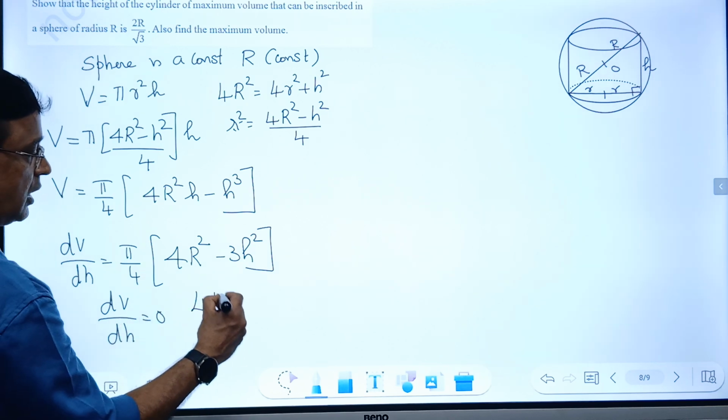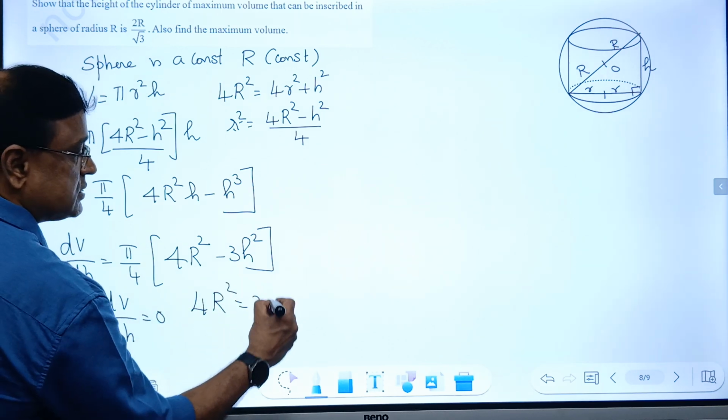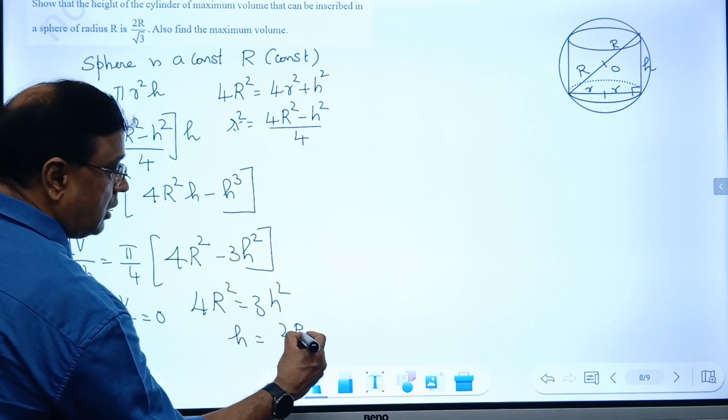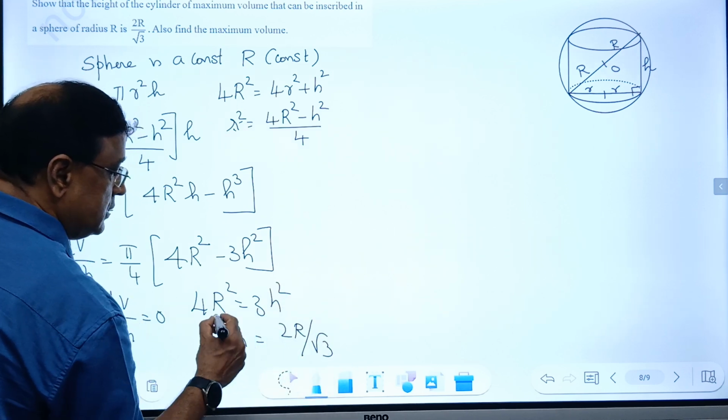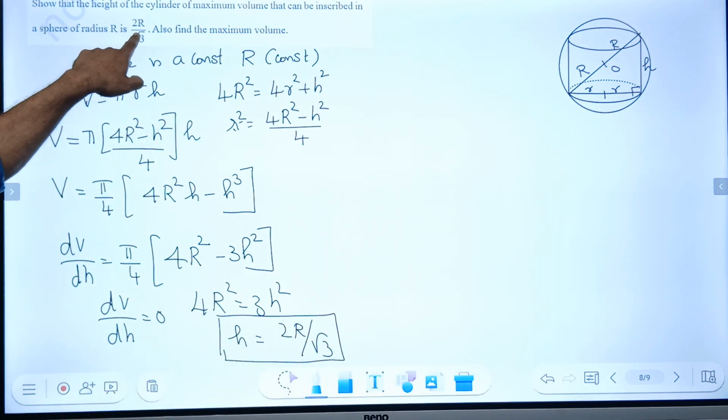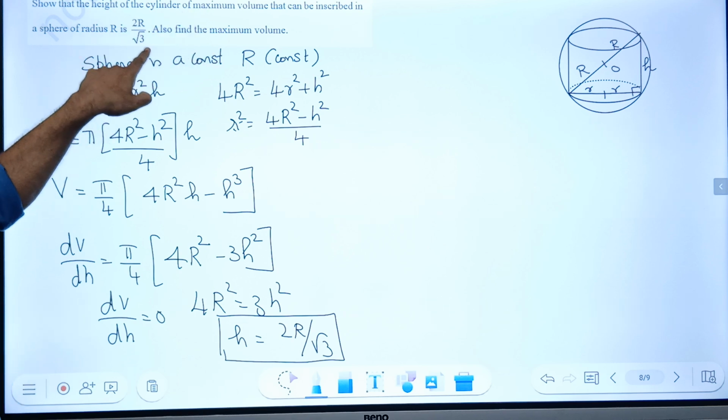We get 4r square equal to 3h square. Therefore h is equal to 2r by root 3. This is what I wanted to prove, right? 2r by root 3. Show that the height of the cylinder is 2r by root 3.